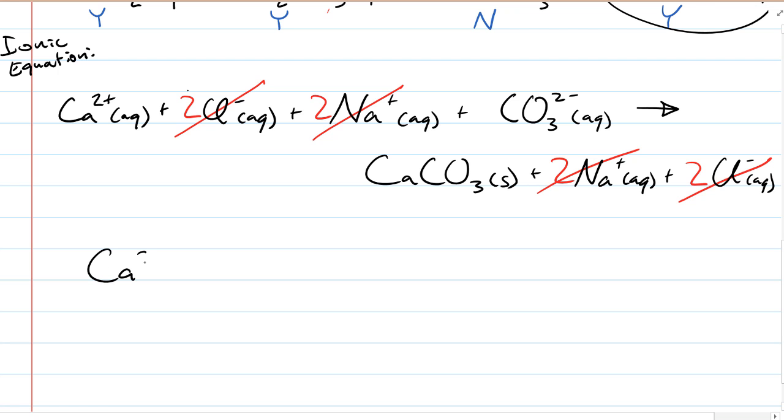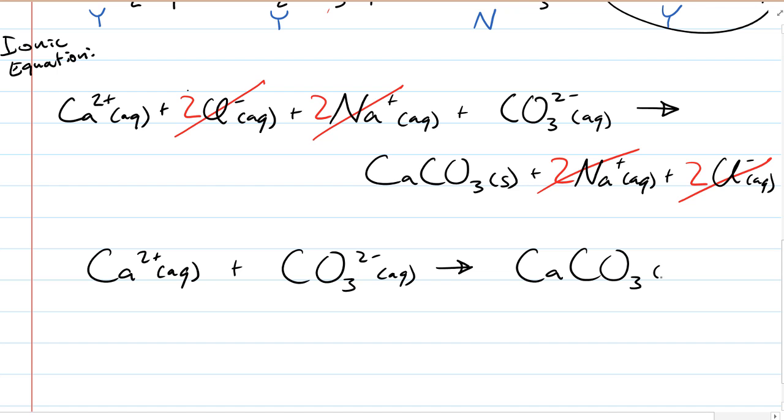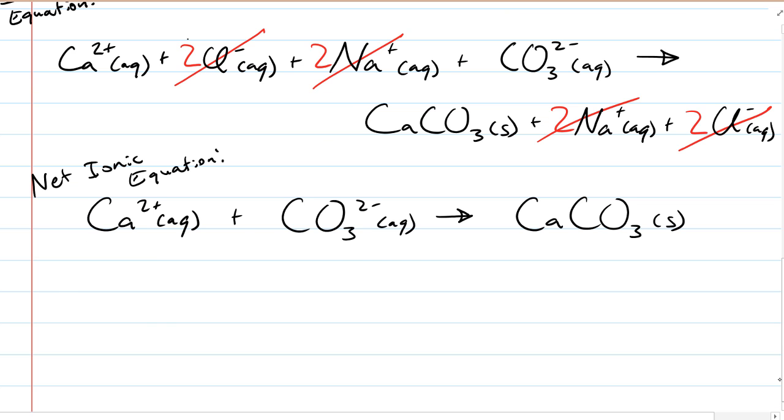We're showing calcium ions combined with carbonate ions to yield calcium carbonate solid. And this is what we call the net ionic equation. This is the net ionic equation. And the net ionic equation is what we wind up with when we cancel out the ions common to each side.